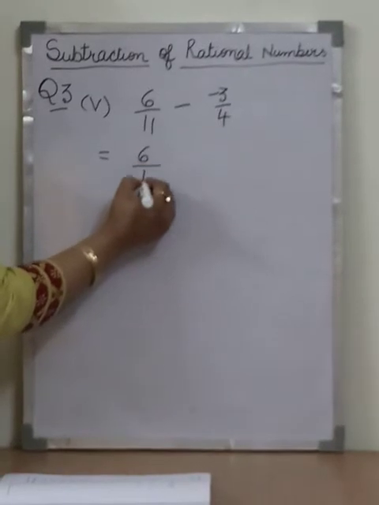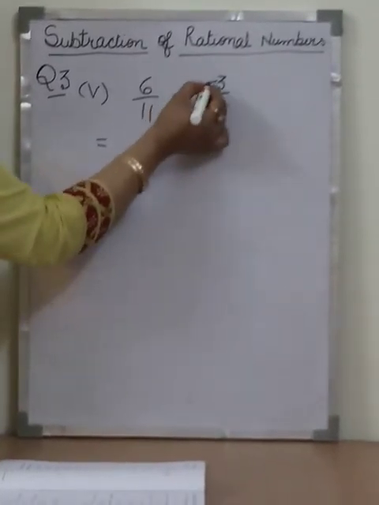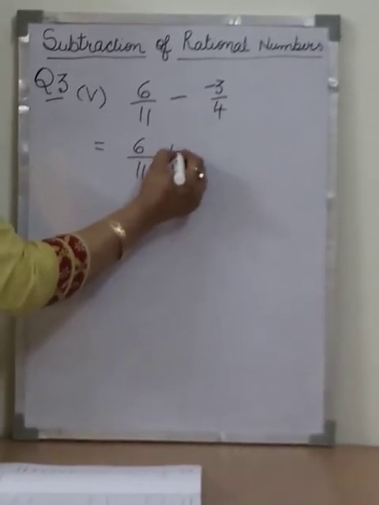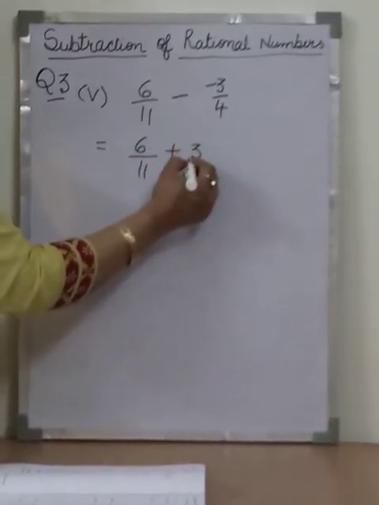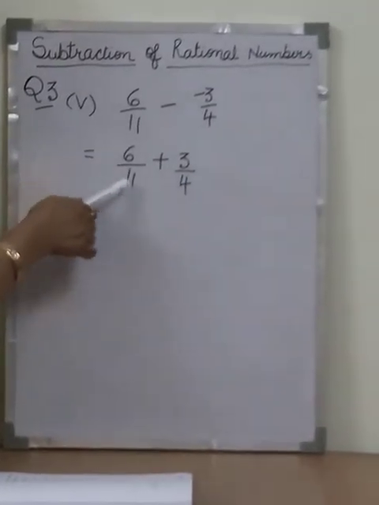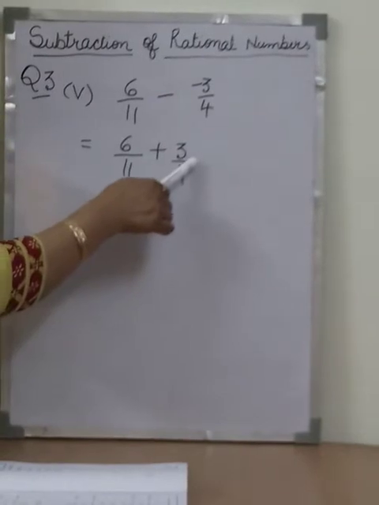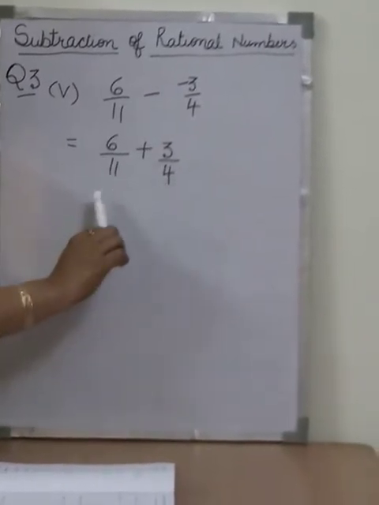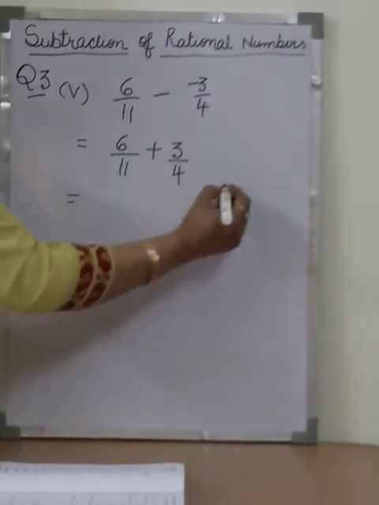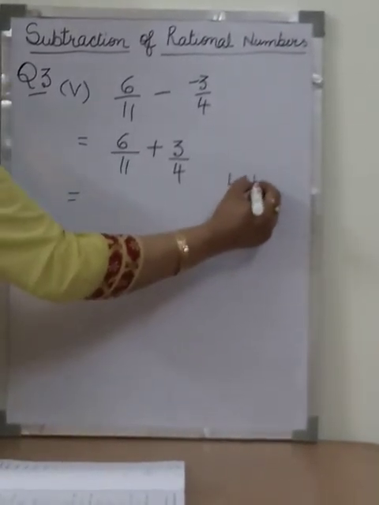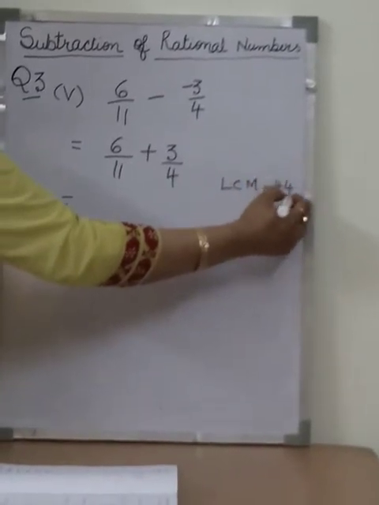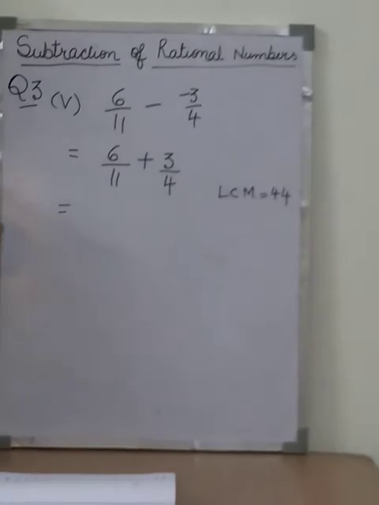6 by 11. Now this is minus, this is also minus, so minus will become plus. So I write positive plus and we get 3 by 4. Okay. Now this 6 is having 11 in the denominator, 3 is having 4 in the denominator, two different denominators, we convert them into common denominator by finding the LCM. LCM of 11 and 4, if you find it out, it is 44. You can use your rough column to find the LCM.